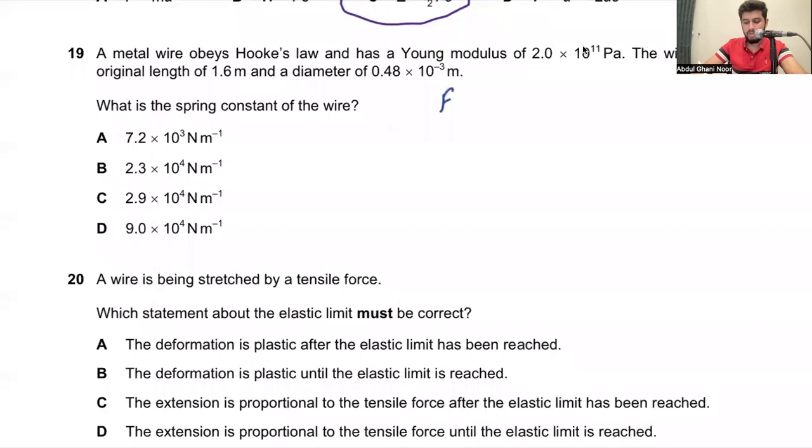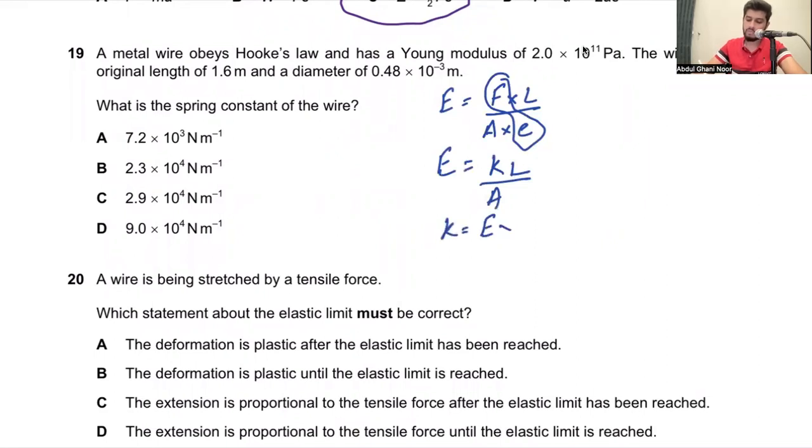I know Young modulus is force times length upon area times extension. And force per unit extension is the spring constant. So I can replace this with Young modulus is spring constant times length upon area. And hence, spring constant is Young modulus multiplied by the area divided by the length. Once I have this equation, the only thing I need to do is substitute the values given in the question. So the Young modulus is given as 2 into 10 to the power 11.